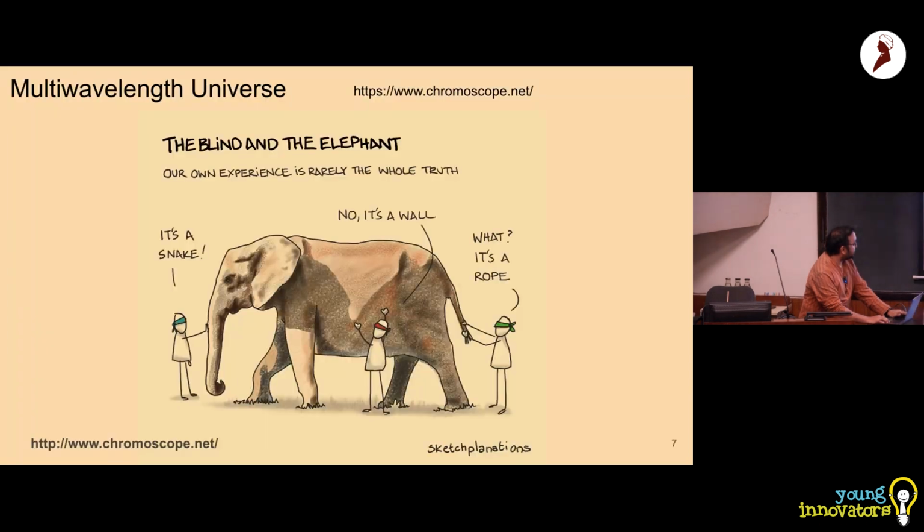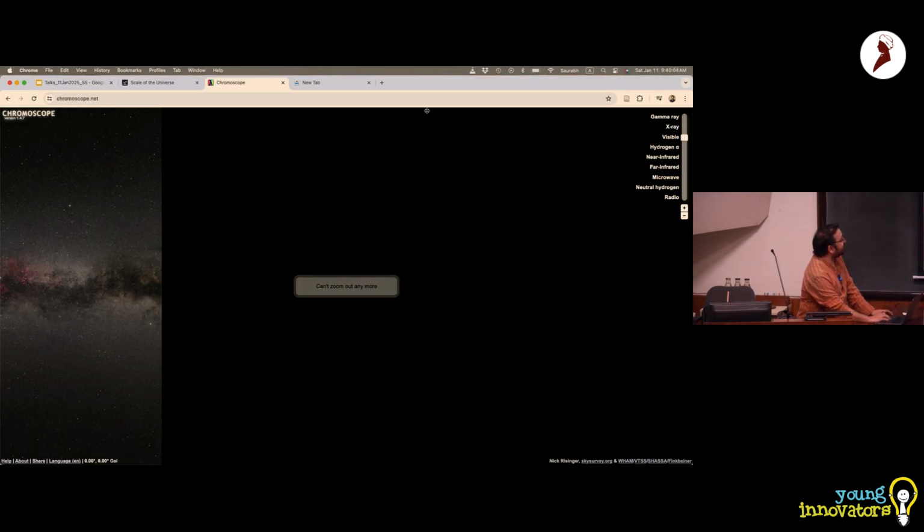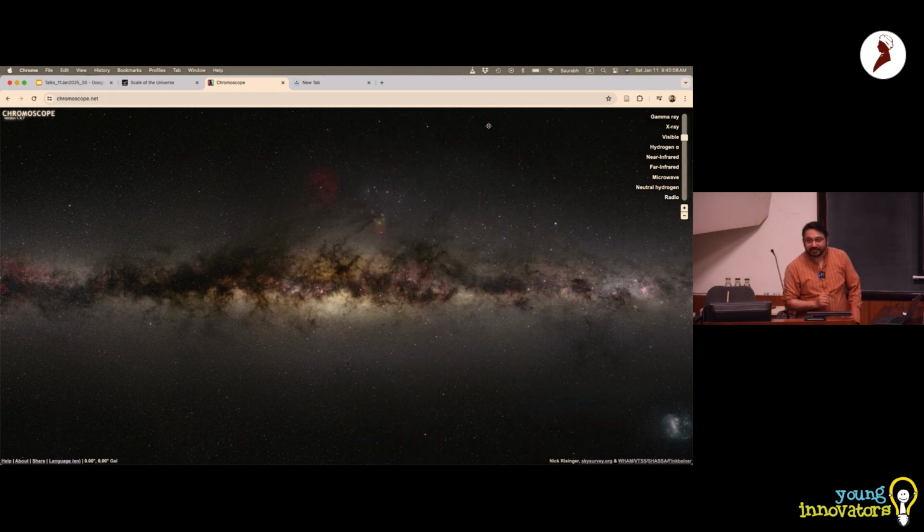And just to give an example of that, there is a very nice visualization that I urge all of you to go and look out for. It's called chromoscope.net. What is this object? Perfect. And has any of you actually seen this on the sky? No?